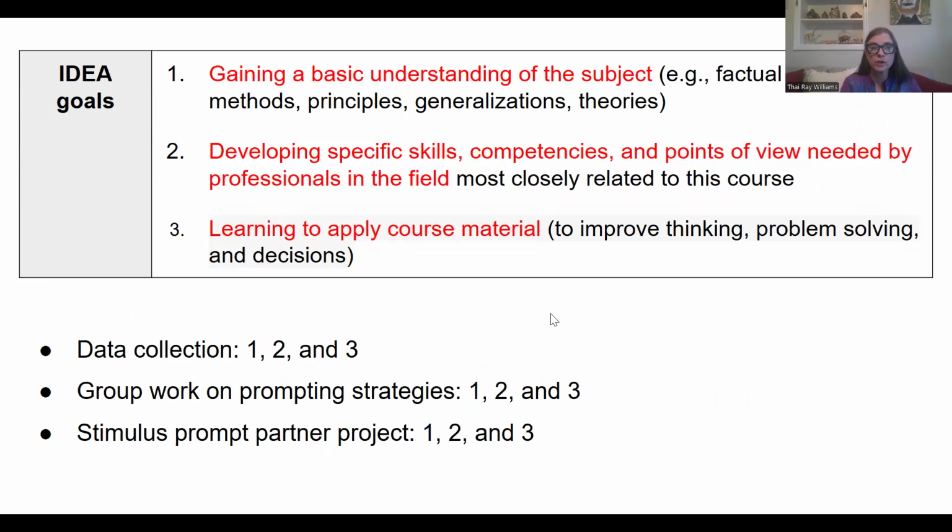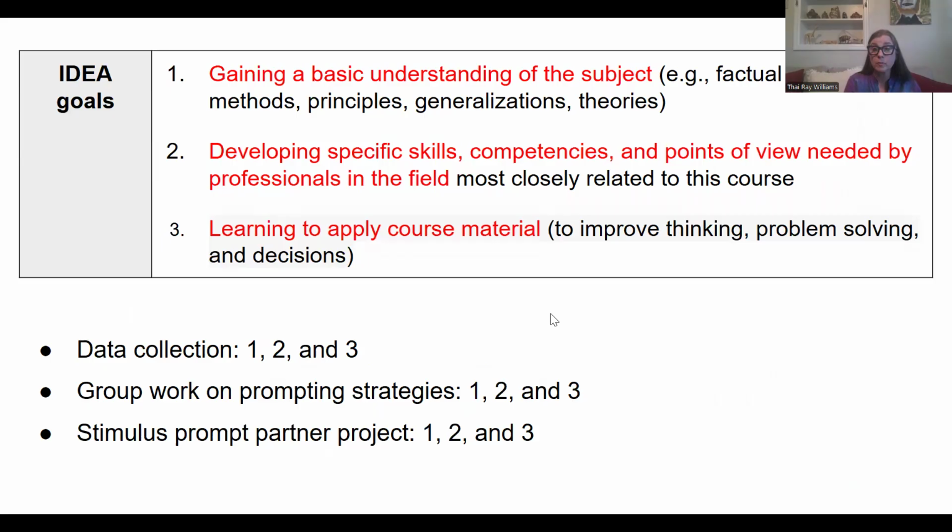One of the things I want to share with you is how we are addressing our IDEA goals. While you will assess yourself, it's a self-evaluation on your acquisition of goals this semester across all of the goals. There are 3 main goals that we target in this class. And one of them is we want you to develop a basic understanding of the content, the subject that we'll be covering in this course.